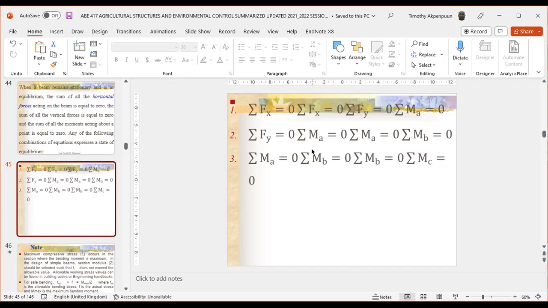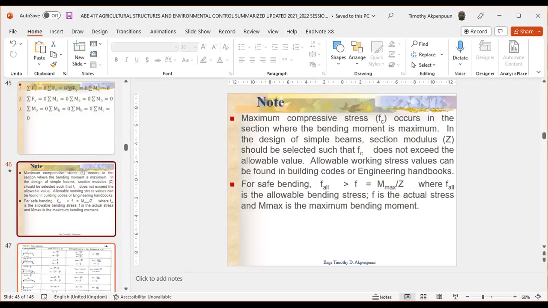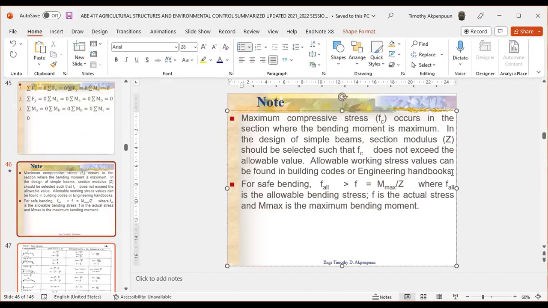And the bench is not going to fly upwards, which is what? Vertical. X means the bench is not going to slide. Y means the bench is not going to fly up or crash to the ground. And then M is what? The bench is not going to turn over in any way. So as long as the forces are 0, it means the bench is in equilibrium. Understood? Yes, sir. Okay.